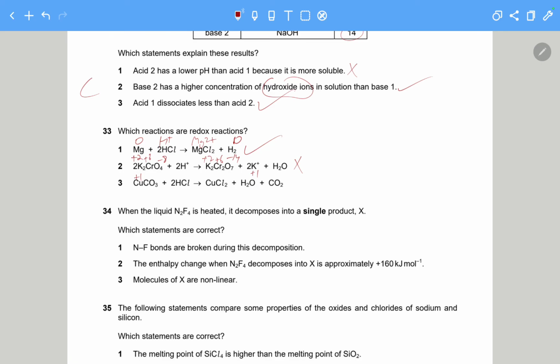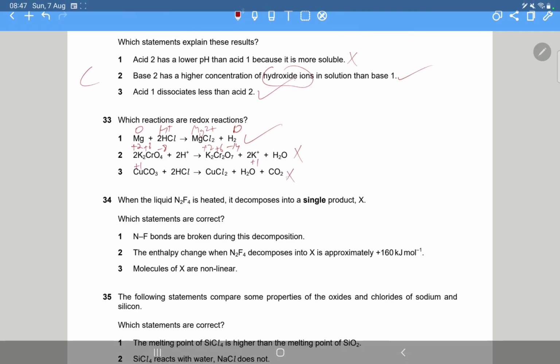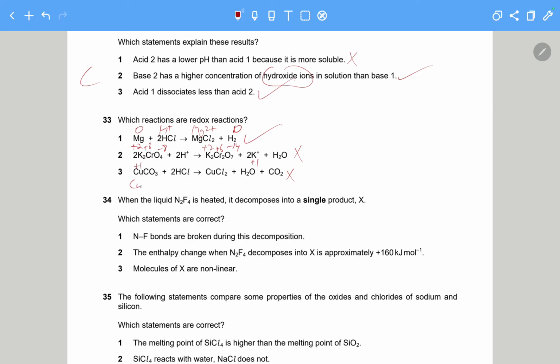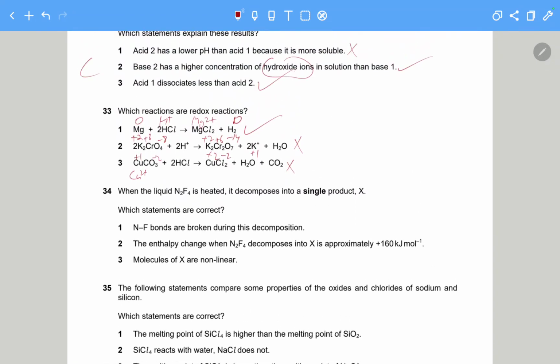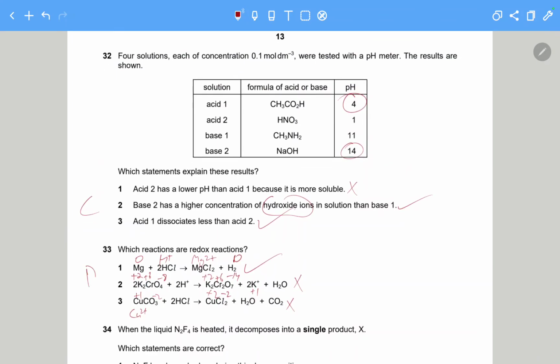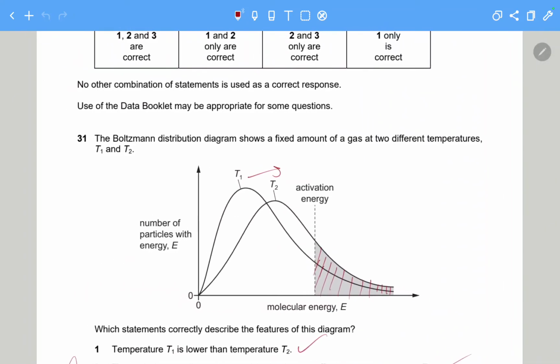Copper carbonate plus 2HCl gives copper chloride plus H2O plus CO2. Again, this is not a redox reaction because copper is 2+ here, because carbonate is -2, and in copper chloride also copper is 2+ because each chlorine will be -1, so total -2, overall neutral. And as you can see, it's not a redox reaction. So the answer for this one is D. Oh, sorry about that.